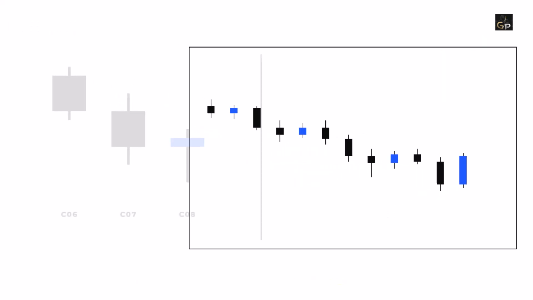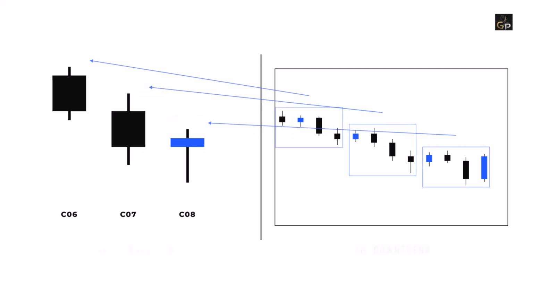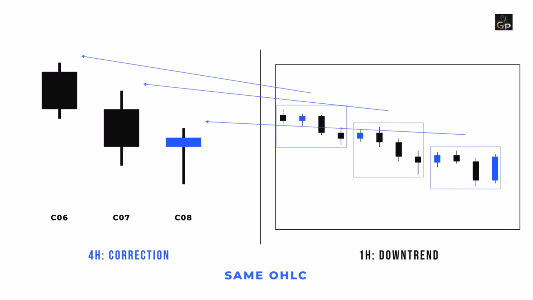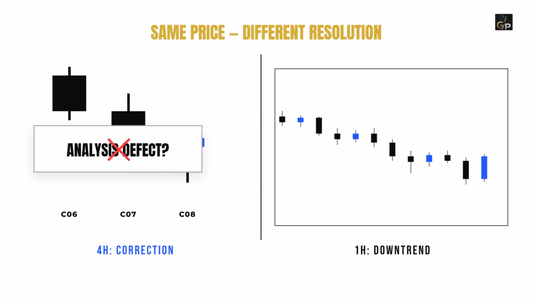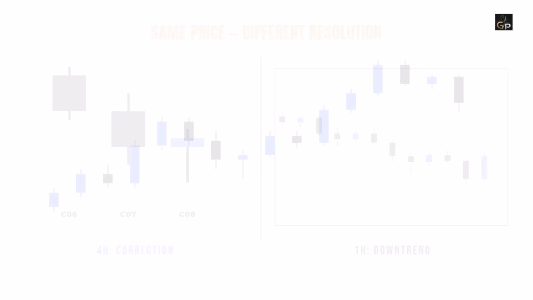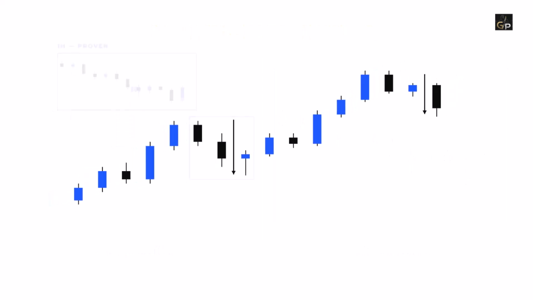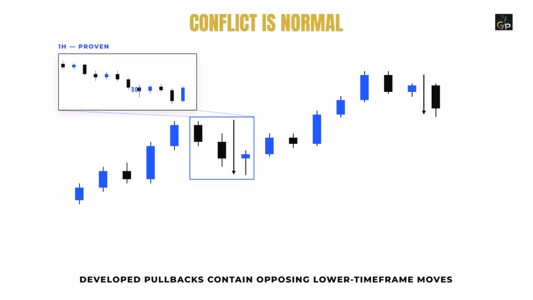So the 4-hour correction and the 1-hour downtrend are not two different opinions about the market. They are the same price action described at two different resolutions, which means the disagreement between your time frames isn't a defect in your analysis, and it isn't something you can eliminate by being more careful. It's structurally guaranteed. It will occur every single time the higher time frame pulls back, without exception, forever.